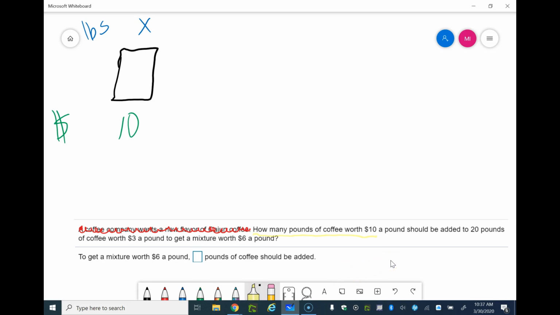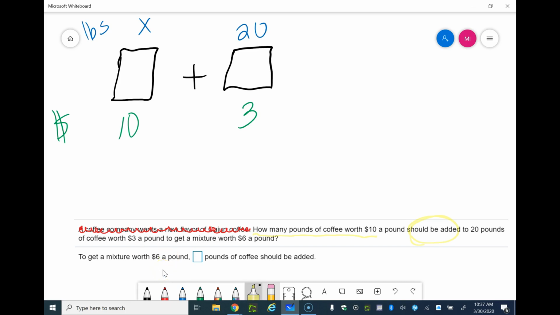Next part of the problem should be added. That's our hint there. So we have X added to another coffee can. And this time we have 20 pounds. So where do the pounds go again? If we were given 20 pounds, that goes on top. How much is 20 pounds worth? 20 pounds is worth $3. So we're going to throw that on the bottom.